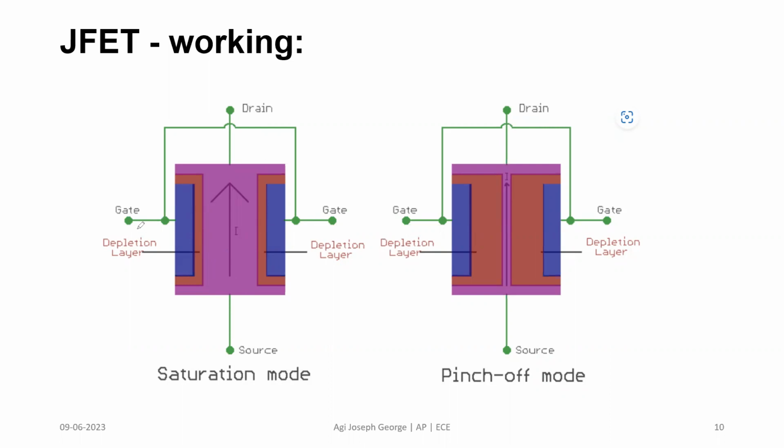But imagine we try to control the channel. What happens is that the gate source voltage, if the reverse biasing increases, the depletion region tries to move inside, thereby restricting the channel. So you can see the channel width has reduced to a particular extent where minimum current will flow. That is known as the pinch-off voltage. So at the pinch-off voltage, there will be minimum flow of current.